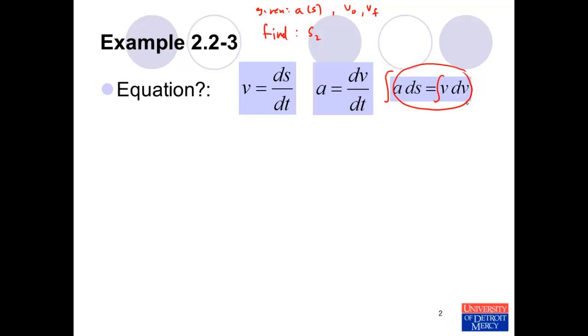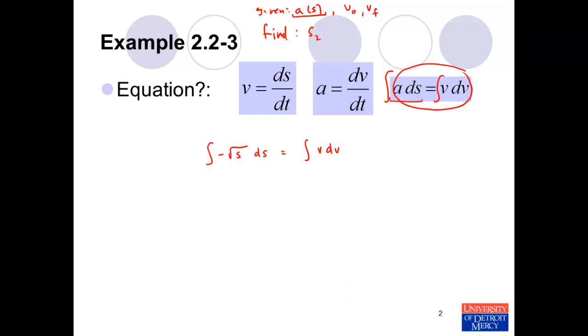We can then substitute in what we know. So we have an expression for a that's equal to the square root of s. And we have v dv. Since we are given a as a function of s, we are able to substitute it into this integral and perform the integration with respect to s.